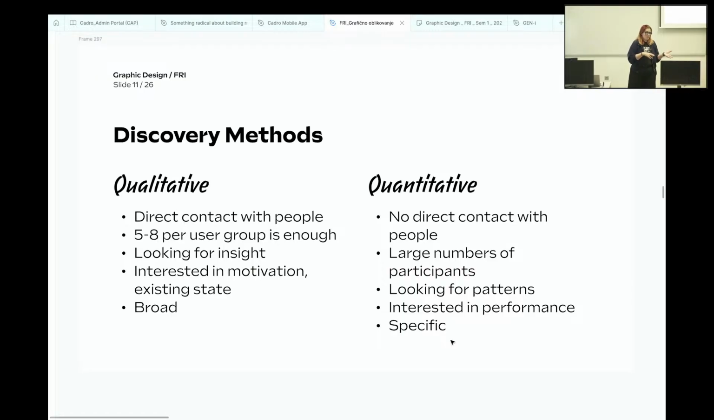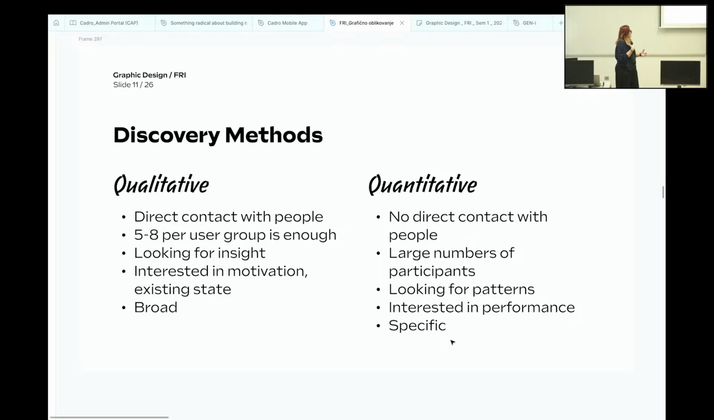But for what we are building here, 3 to 5 to 7 people is already good enough. For example, in user testings, it gets you 80% of the issues. We're looking for insights, so things that are new, things that we didn't know, or things that confirm what we heard in other interviews. Things that keep popping up are a signal that what we keep hearing is true.